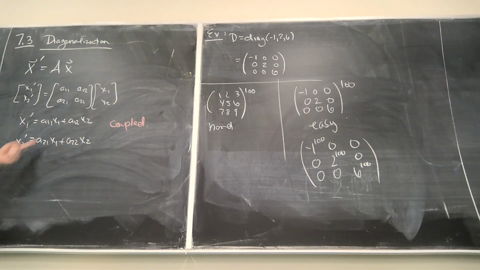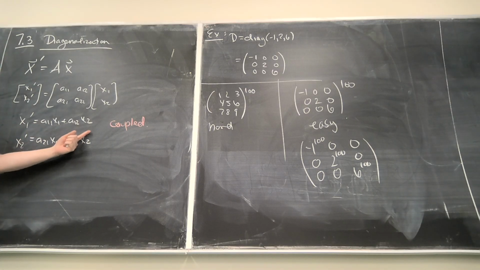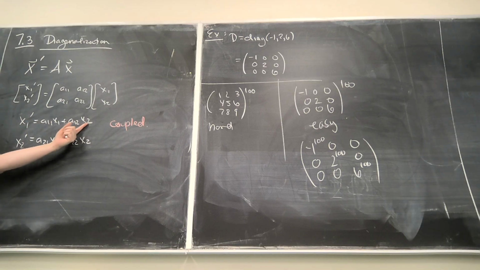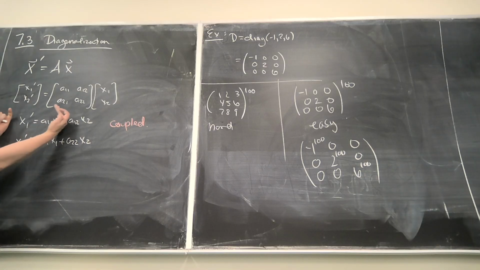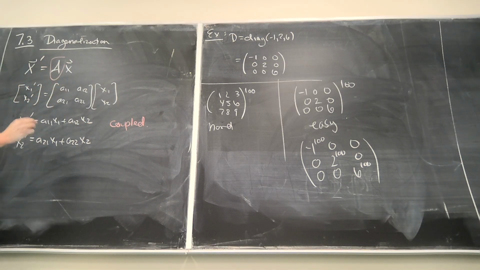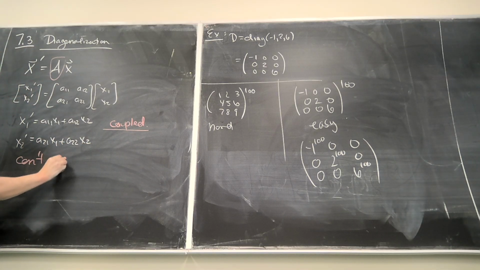x1 prime depends on x1 and x2. I can't just integrate this to get the answer because it depends on a variable that I don't know the integral of. I can't integrate this. I mean, if it just looked like that, that would be something that we studied at the very beginning of the class. Y prime is equal to cy. That's an easy differential equation to solve. When I put this extra variable in here, it's not. So if the A is not diagonal, you end up with what's called a coupled differential equation, which means you can't just integrate it.